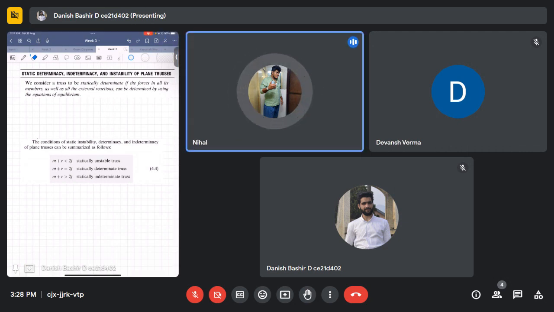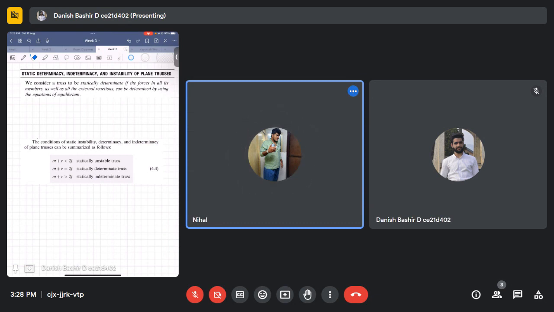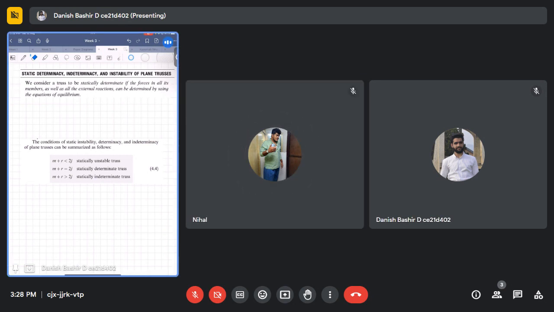Excuse me, sir. Can we use this condition, that to be internally stable M should be greater than 2J minus 3, only on trusses, or can we use it in other frame structures also to check the internal stability? In frames, I'm coming to frames. In frames, we can also use the same thing, but sometimes there can be some additional things like hinges, so we have to consider those also.